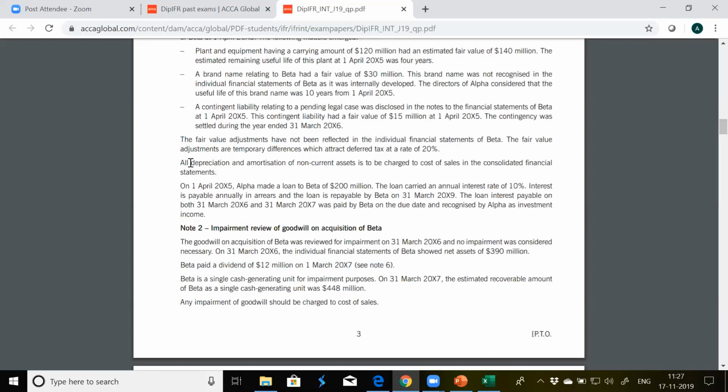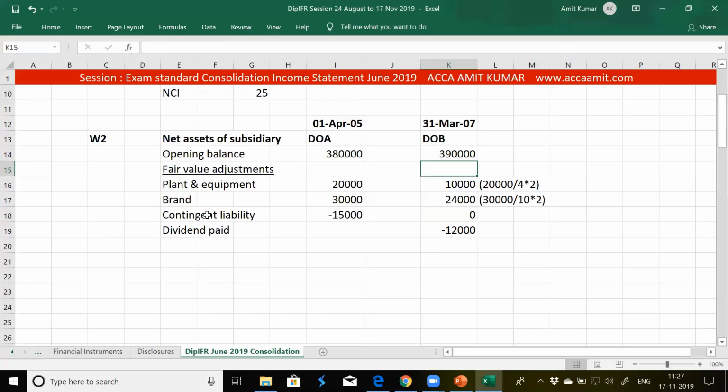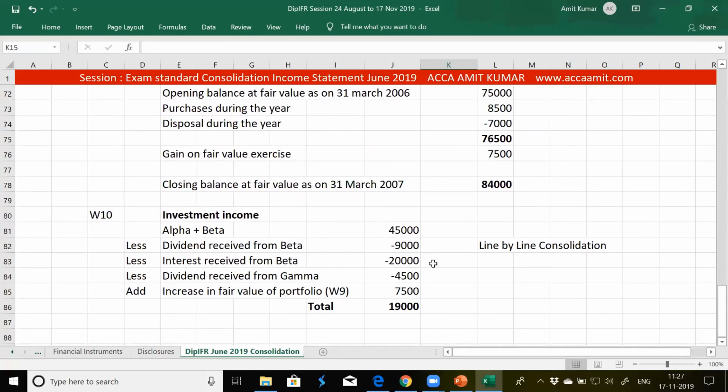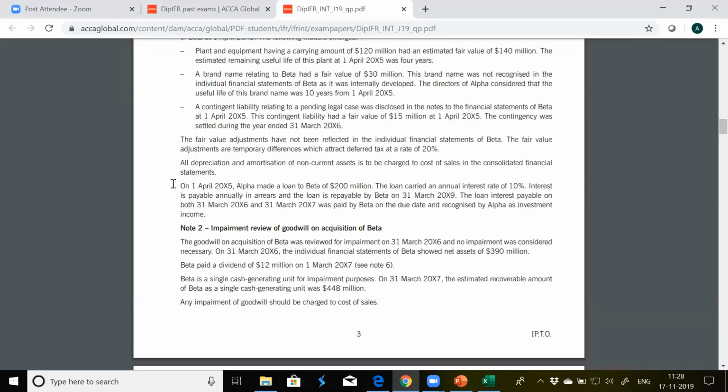All depreciation and amortization will take care of it in cost of sales. On 1st April 2000, Alpha made a loan of 200 million. We have already dealt with this, removed it from the investment income in note number 11. Hope you remember. Remove 20 interest received from beta 20 from note number 10. This part we have already dealt with.